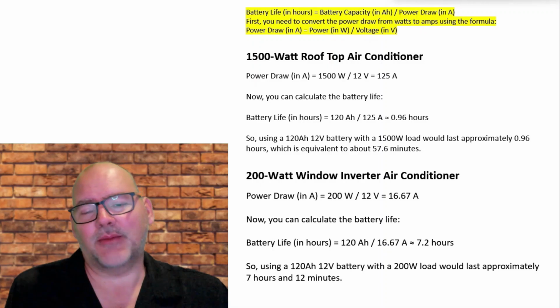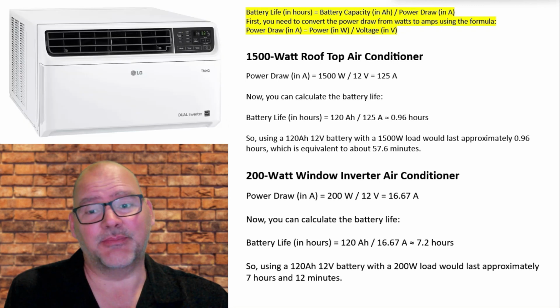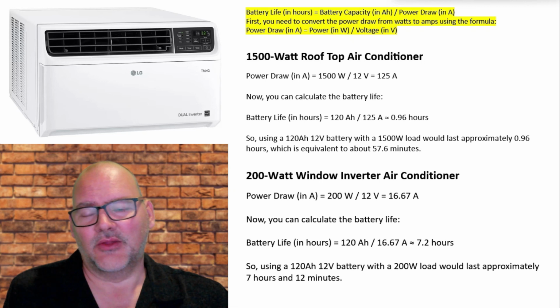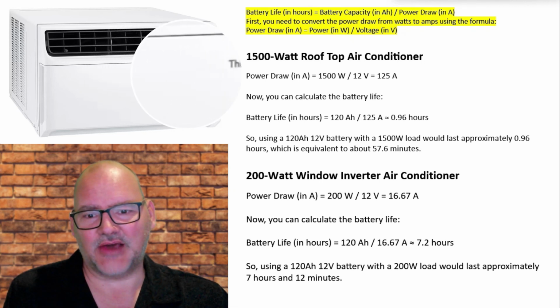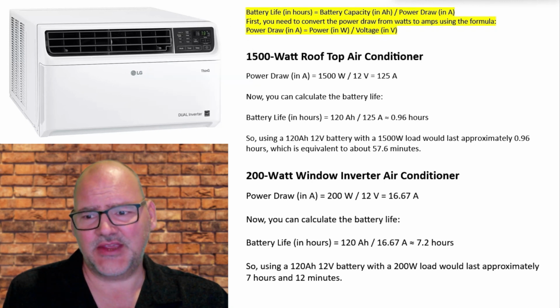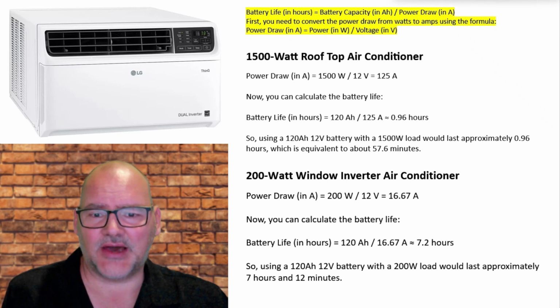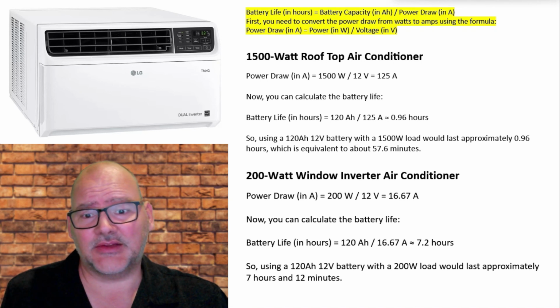So this episode I'm going to talk about why I installed a window inverter air conditioner on my RV. It's a big reason, and I'm going to show you the data behind it. This window air conditioner is an inverter air conditioner. It's 6,000 BTU, and it's called the LG Thin Q. The reason that's important is the LG Thin Q is the only 6,000 BTU inverter air conditioner out there. And that's the important part.